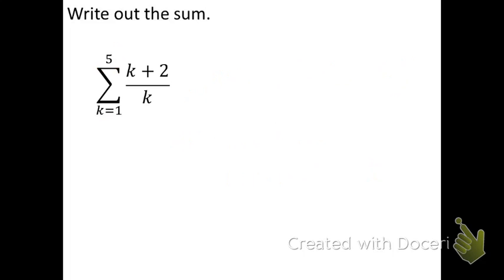Okay, let's try another one. Let's write out the sum. This time k equals 1 to 5, so we need the first 5 terms and add them together. For the first term, we plug in 1. So 1 plus 2 over 1, plus the next term, 2 plus 2 over 2, plugging in 2. Then we plug in 3, so 3 plus 2 over 3. Then plug in 4, and then it asks us to go to 5.